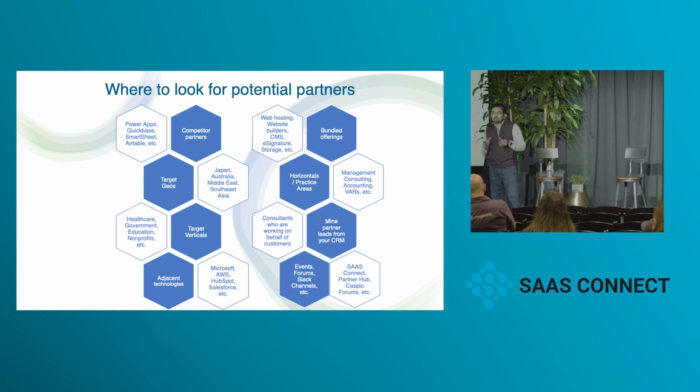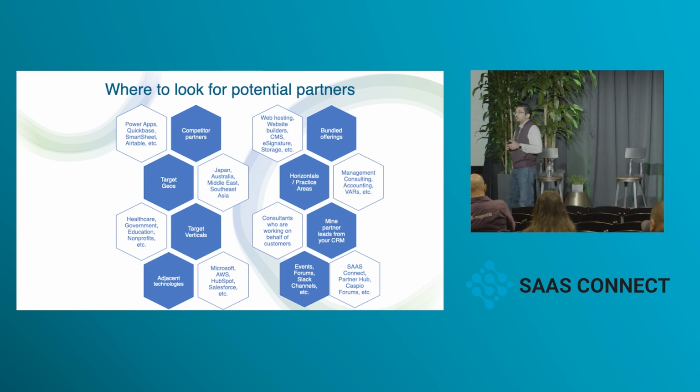A lot of us here are US-based or have the US or Europe as the major markets. And partners are a great way to diversify geographically. So for us, for example, Japan, Australia, Middle East, Southeast Asia, these were typical target geos where we wanted to expand our partner footprint and expand our sales there.